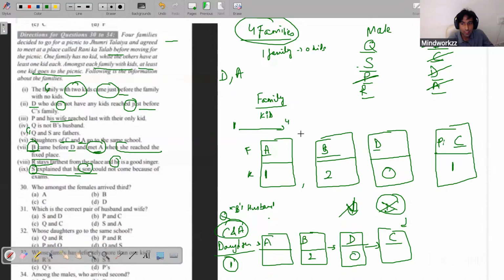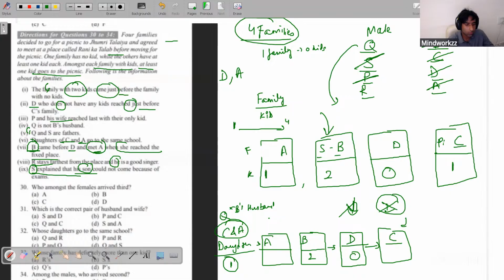So who is the family with 2 kids? That is B, right? So since B is the family with 2 kids, you are going to place S and B together. S is the male, B is the female. Because females I'll place on the right, I'm just going to put A and D on the right. So I placed S also. Now I have Q and R remaining.